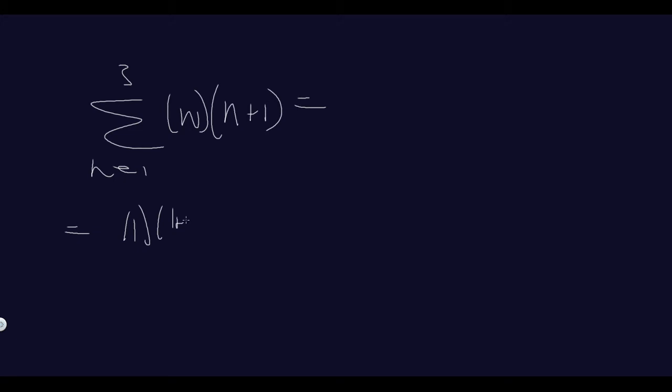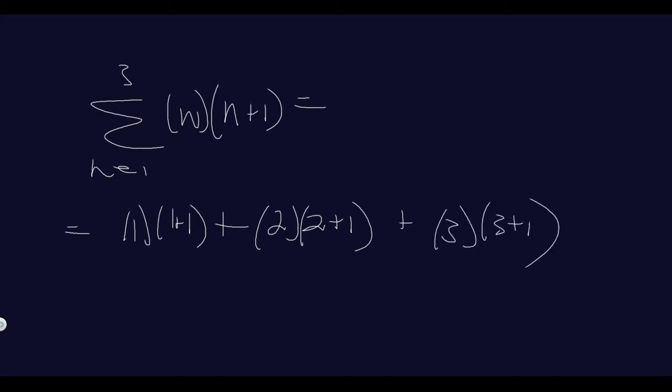And this one would be from n equals 1 to 3, right? A sigma notation. And the expression would be n multiplied by n plus 1 equals a certain number, or sum. So let's do the math here. So this would be equal to 1 multiplied by 1 plus 1, plus 2 multiplied by 2 plus 1, plus 3 multiplied by 3 plus 1.